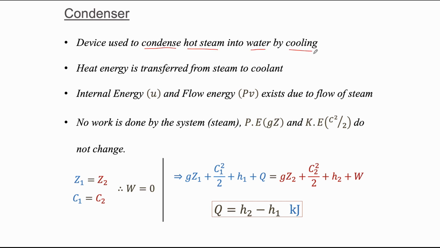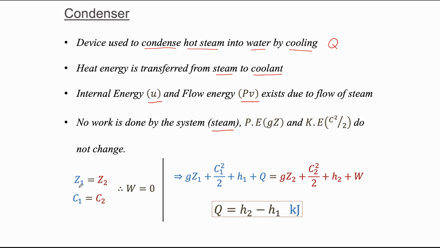So heat is removed from the system here. Heat energy is transferred from the steam to coolant. So coolant is going to remove heat from the steam and condense it into water. So as we can see, since we have a heat transfer, we have internal energy, and since there is a flow of hot steam which is condensed into water and then removed from the condenser, we have flow energy existing in this system. And no work is done by the system, which is the steam, and the potential energy and kinetic energies do not change.